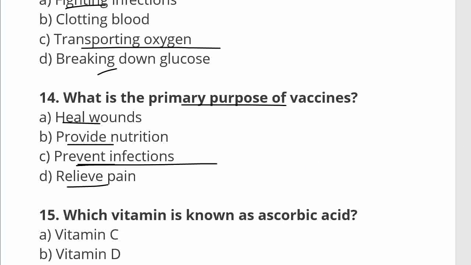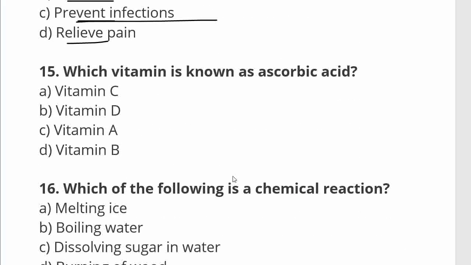Vaccines contain weakened or inactivated pathogens or their components to stimulate the immune system, creating immunity without causing disease. Now, come to the next question.